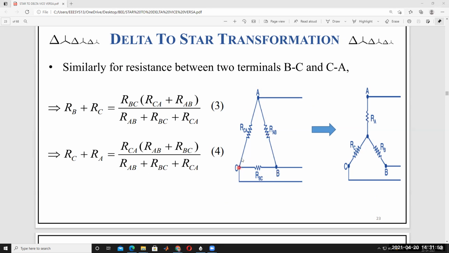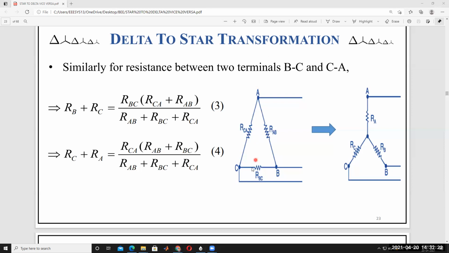Okay, similarly for C and A. What is the resistance between C and A? It is nothing but RA plus RC in the star network. These two become series, RA plus RC. That's why RA plus RC is equal to the resistance in the delta connection system.